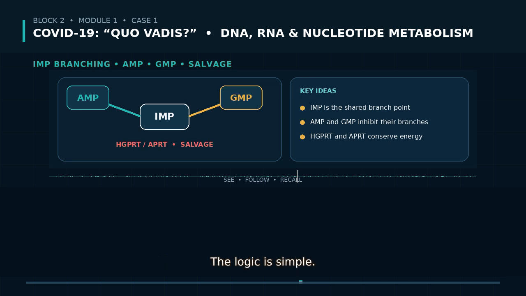IMP synthesis is controlled mainly at glutamine PRPP amidotransferase. PRPP activates this enzyme. IMP, AMP, GMP, and their di- and triphosphate derivatives signal that purine supply is sufficient and inhibit it. Separate regulatory sites allow adenine and guanine nucleotides to act synergistically.